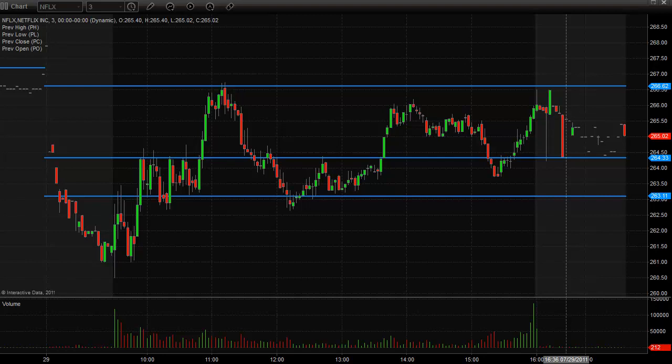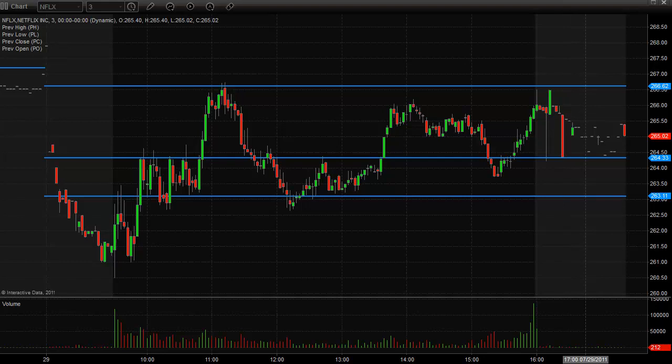Understanding and being able to identify support and resistance areas is a key point to becoming a successful day trader. The previous day's open, high, low, and close prices provide areas of support and resistance that you can use for intraday trading. This indicator is available on most platforms. This platform here is eSignal's newest version, eSignal 11.